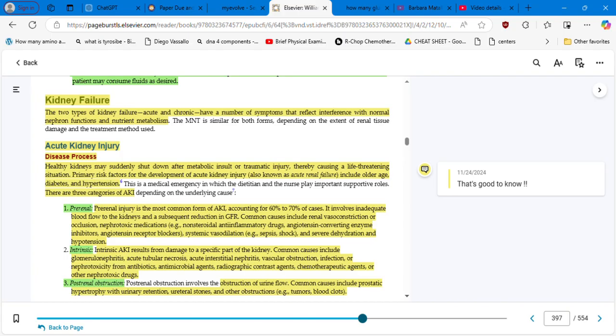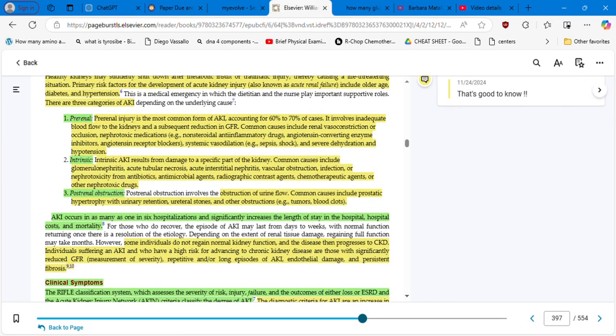We have the pre-renal, that is before the kidneys, okay? Pre-renal injury is the most common form of acute kidney injury, accounting for almost 70% of cases. It involves inadequate blood flow to the kidneys and a subsequent reduction of GFR, glomerular filtration rate. Common causes include renal vasoconstriction or occlusion, and nephrotoxic medications, okay?